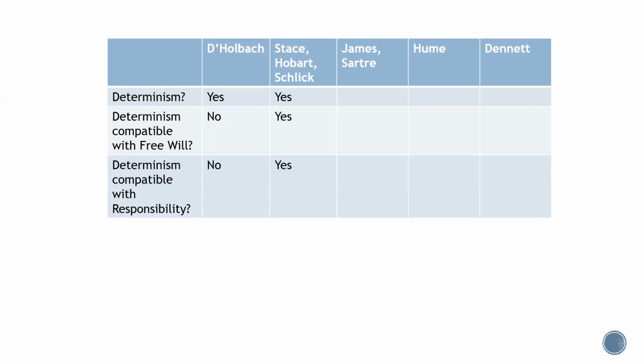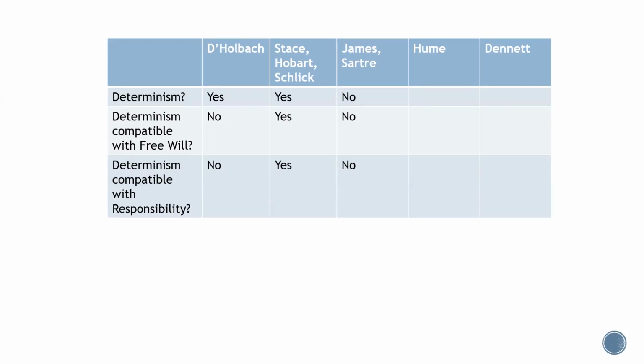Stace and Hobart and Schlick are all determinists. They all think determinism is true, or all operate under the assumption that it's true. They all believe that determinism is compatible with free will because of the definition of free will that they have in mind. And they also believe that responsibility is compatible with determinism. Okay, so they're all compatibilists of a particular kind.